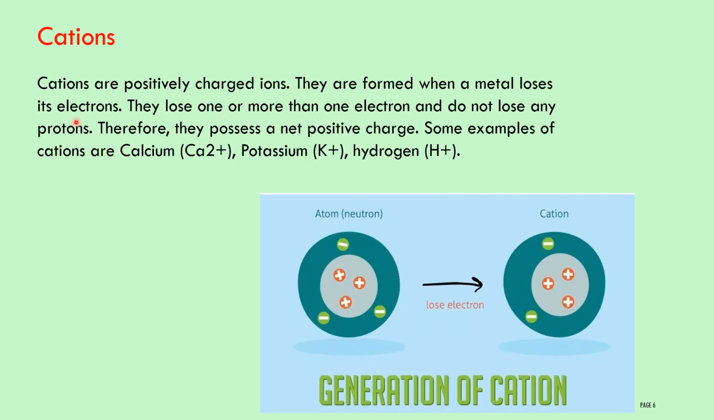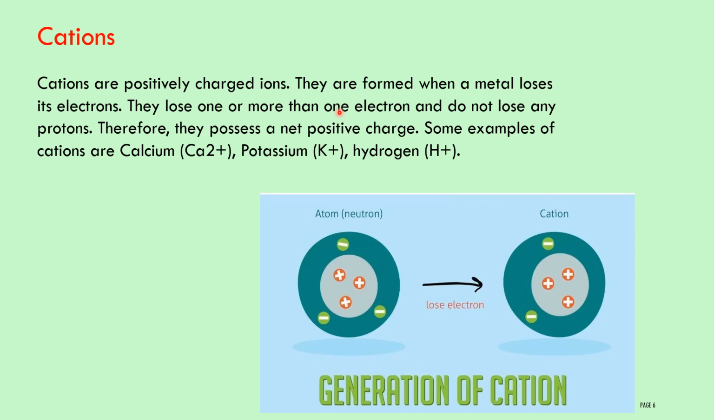Cations are positively charged ions. They are formed when a metal loses its electrons. They will lose one or more electrons, but there is no change in the number of protons.